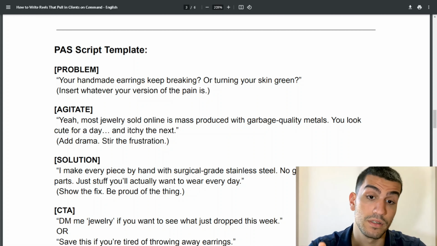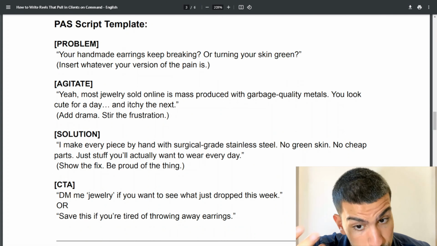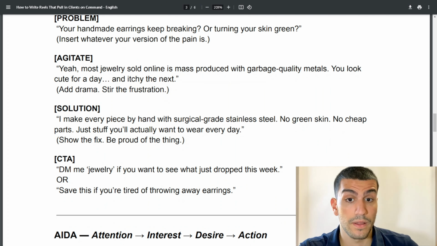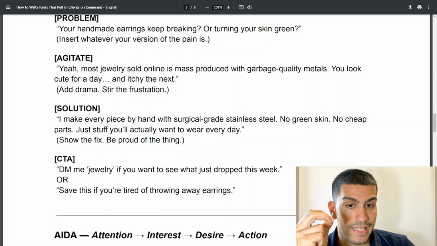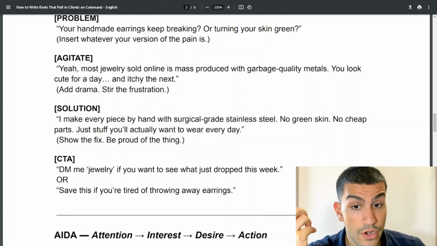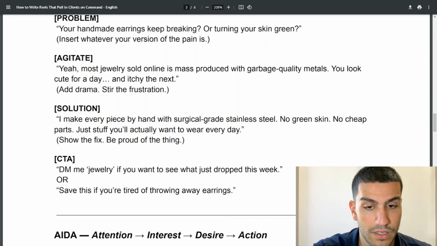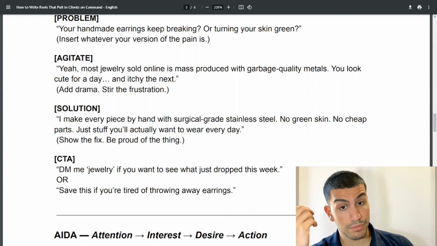And then this leads us to our solution, which also a good example would be something like, I make every piece by hand with surgical grade stainless steel, no green skin, no cheap parts, just stuff you'll actually want to wear every day. Show the fix, be proud of the thing.